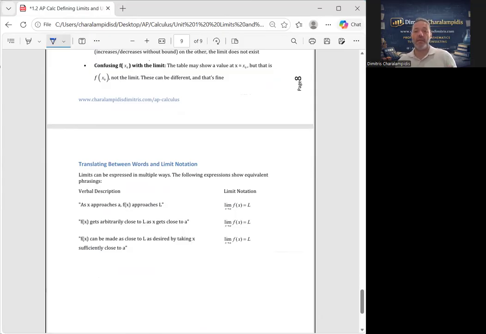F of x can be made as close to L as desired by taking x sufficiently close to a. It's a little bit nerdy, but still it's the exact same thing. All these three verbal descriptions can be expressed by the same limit. Since this is the fourth and last video dedicated to the 1.2 subtopic, let's do a small recap.